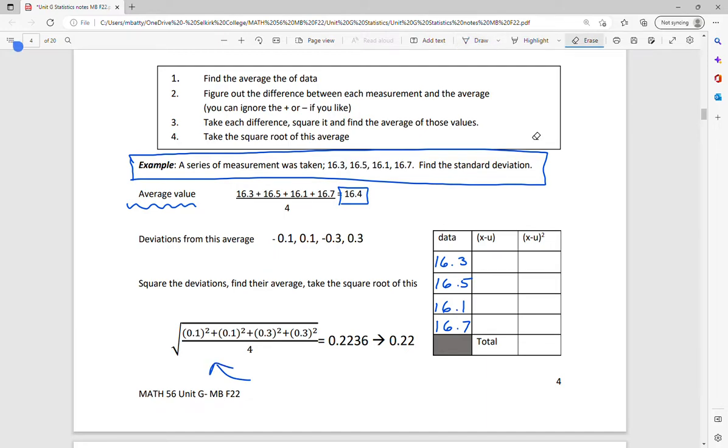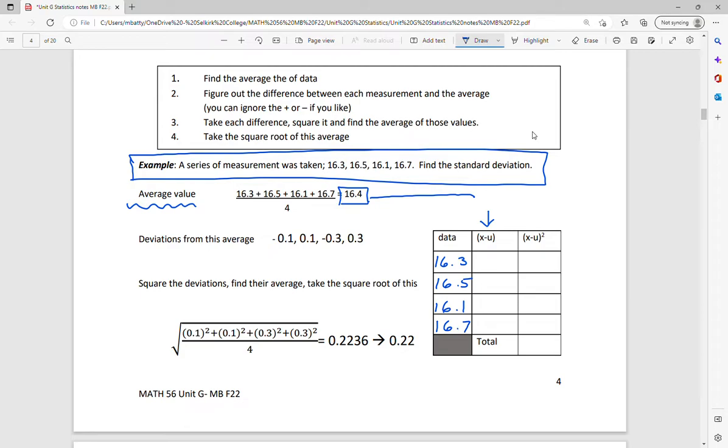I do think that breaking it up into the chart makes it a little bit easier to figure out what's going on. So this column right here, what I'm going to do is figure out how far each of my data points are from my average. So x is my 16.3 and mu is the 16.4.